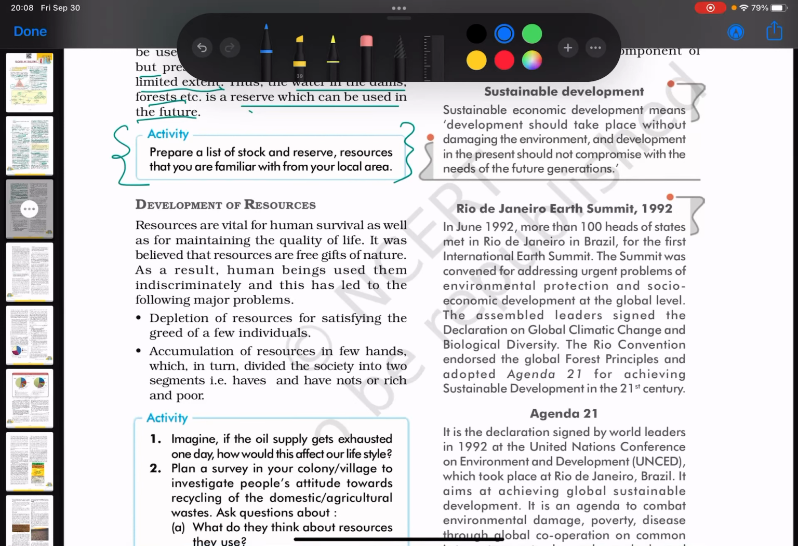Alright, so welcome to the second video on the chapter on resources and development for the class 10th of the CBSE board. In this video, we are going to look at development of resources. Now, we established that resources are vital for human survival as well as for maintaining the quality of life. And it was believed that resources are free gifts of nature. And because of this, human beings have used them indiscriminately, and it has led to several major problems.